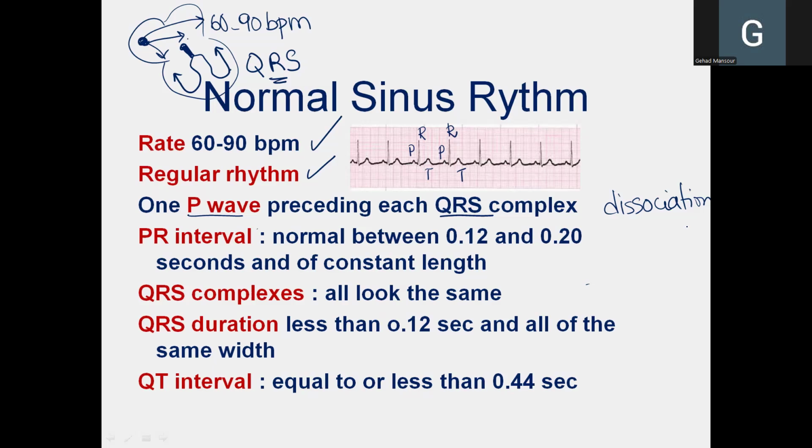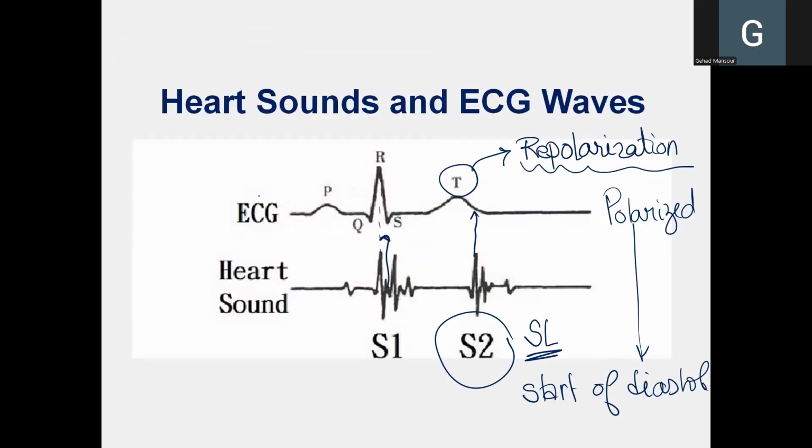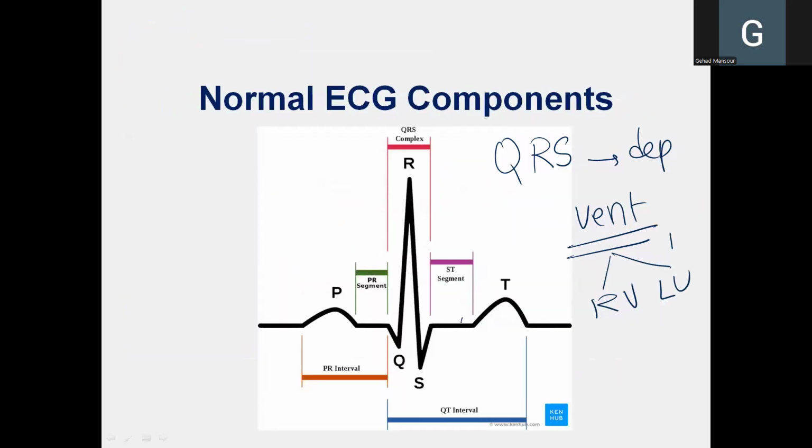Another thing is that if it really arises from the SA node, then it should have traveled normally through the AV node. And if we tell you that the PR interval, let's go back to the PR interval. The PR interval, not the PR segment, represents what? It includes the P wave and the PR segment. So the PR interval includes actually what? It includes the spread of depolarization over the atria.